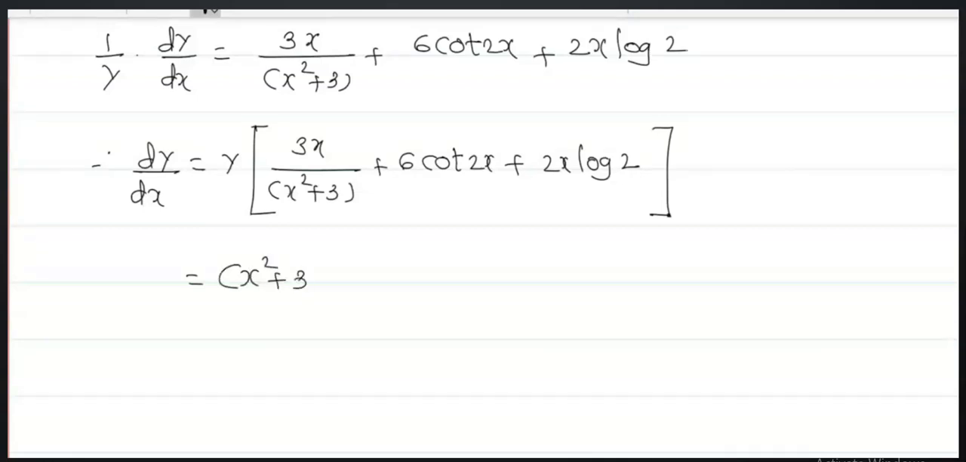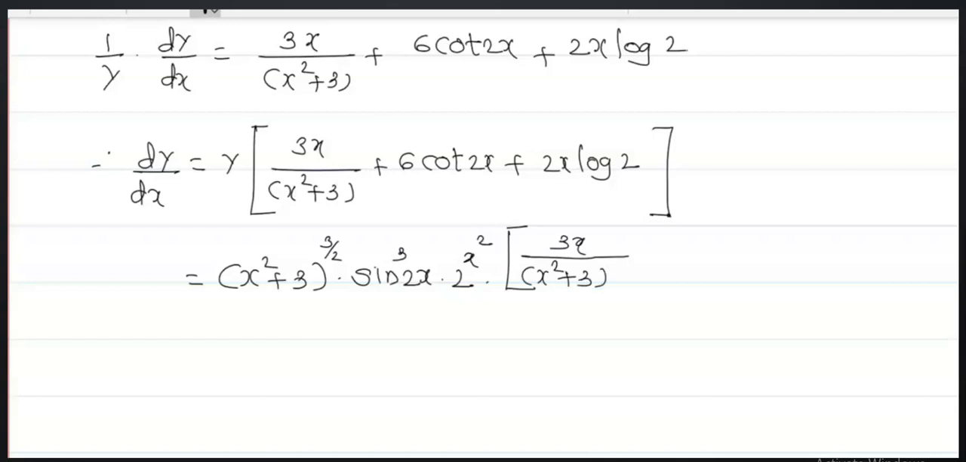That is x square plus 3 raised to 3 by 2, upon sine cube of 2x, into 2 raised to x square, into the bracket 3x upon x square plus 3 plus 6 cot of 2x plus 2x log of 2. This is the dy by dx.